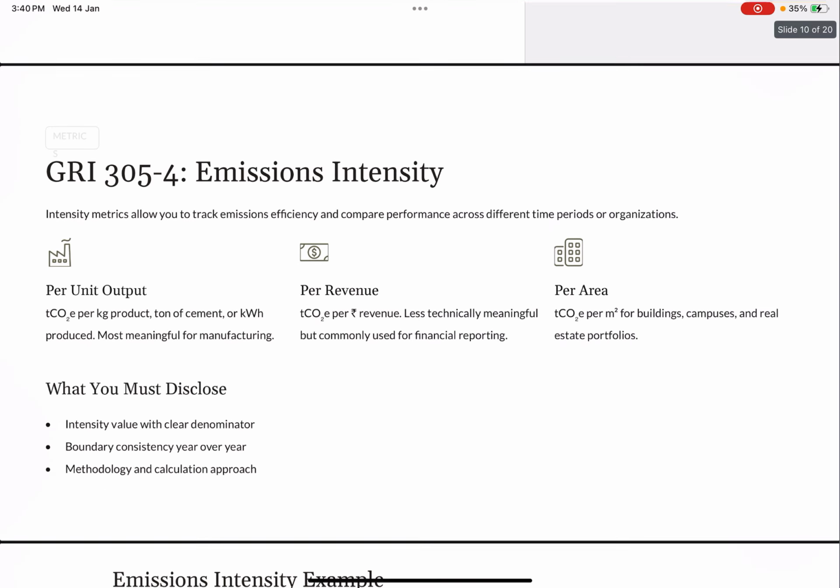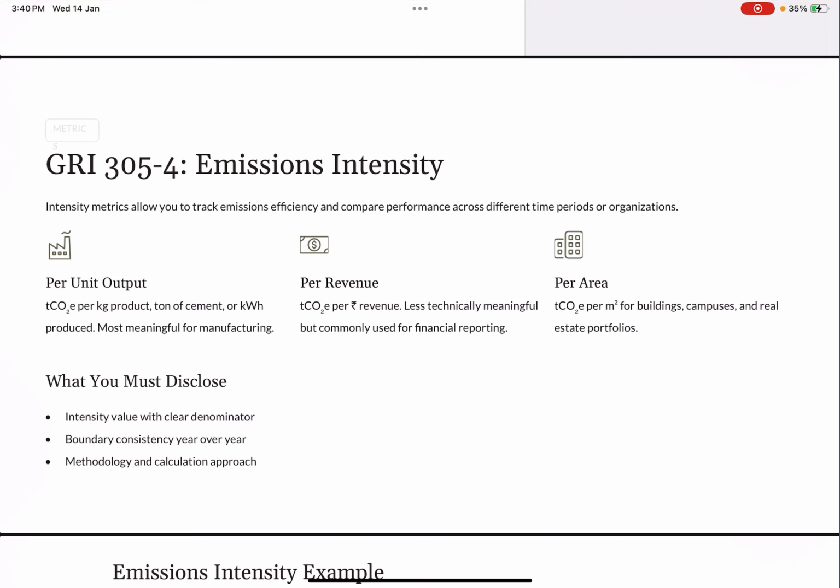Scope 4 is about emission intensity. Emission intensity could be expressed with different terms in the denominator. Emissions could be expressed per unit output, like per ton of cement manufactured, or per kg of product manufactured. Likewise, it would have a unit like tons of CO2 equivalent per kg of product, per ton of cement, per kWh produced, and so on.